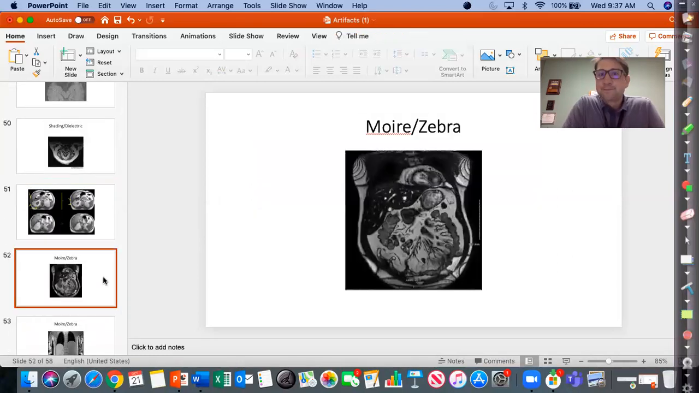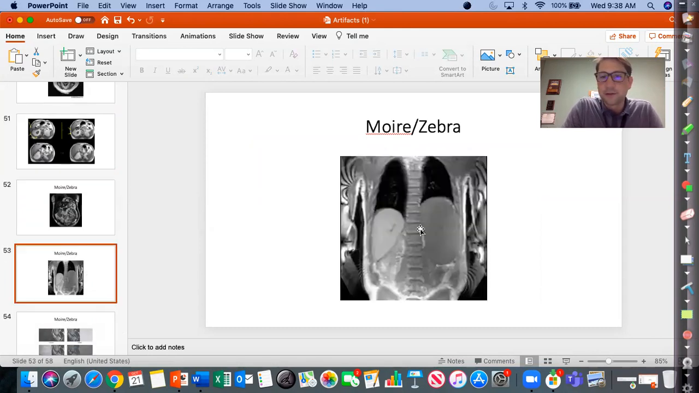Here's a zebra or moire artifact where we have in and out of phase plus wrap from the arms, causing this zebra appearance along the edges of the field of view. Typically, this occurs with a gradient echo pulse sequence. Here's another look at it. I already showed you this one.